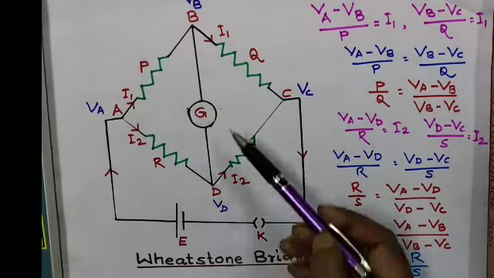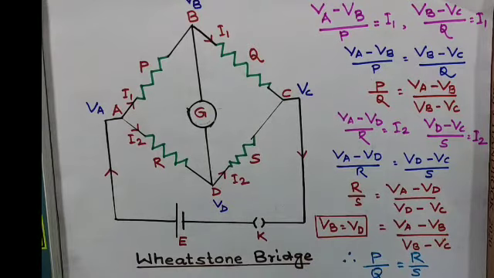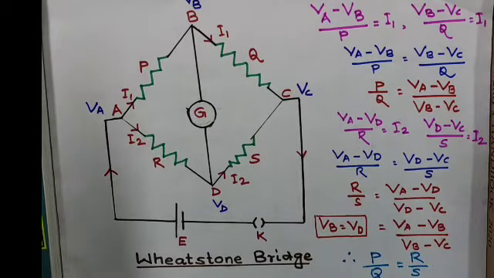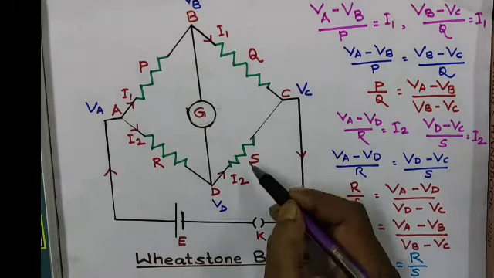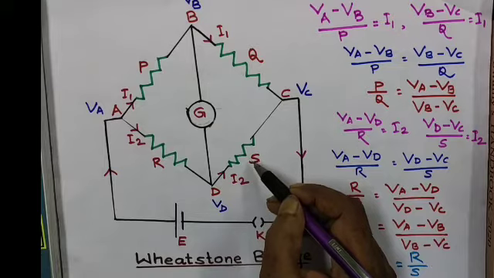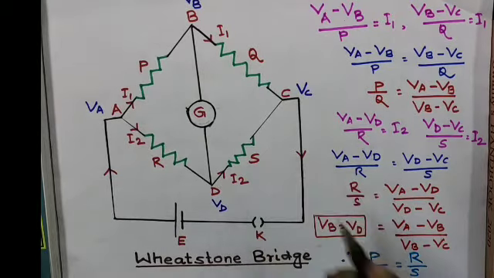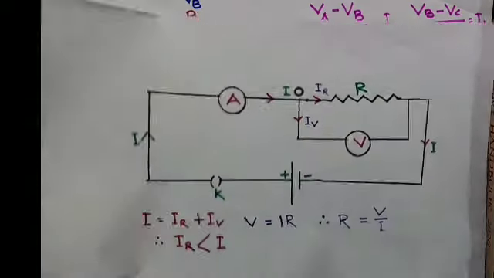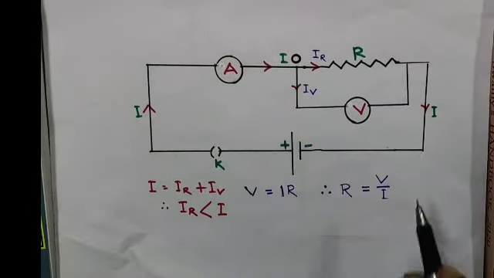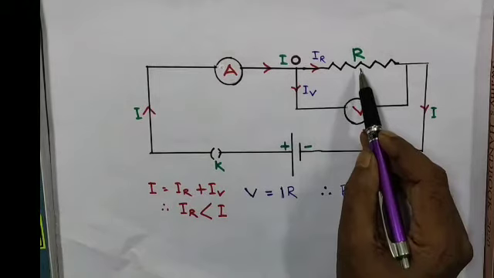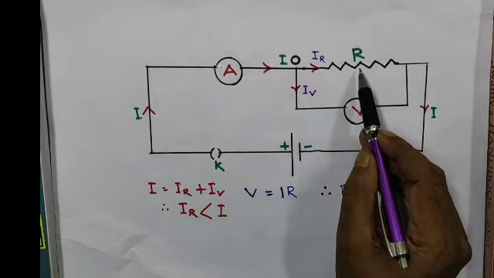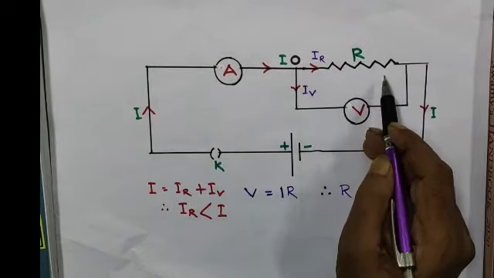Before discussing Wheatstone Bridge, we may mention here that we can measure an unknown value of a resistance by applying Ohm's law directly. Let us see the diagram. Here we can see one resistance R. It is an unknown resistance.